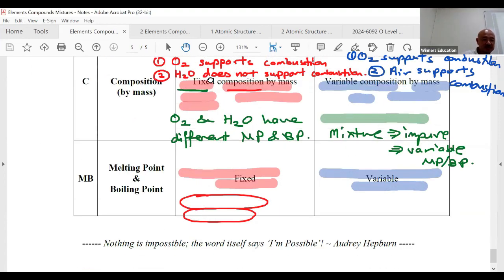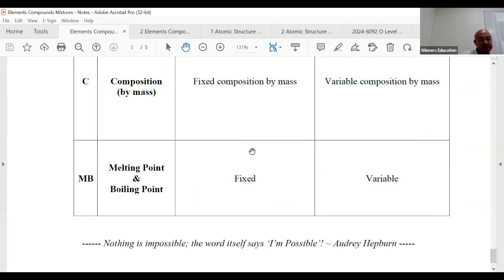Okay, last two, and we're almost done. Here we go. Composition. For a compound, the composition by mass is fixed. So for example, in water, every water molecule is made of 2 hydrogen atoms and 1 oxygen atom. It is fixed. You cannot change it. A water molecule is always like that. A carbon dioxide molecule is always like that. But a mixture, as I mentioned, rojak is different. I use different colors, any color, okay? It is variable.